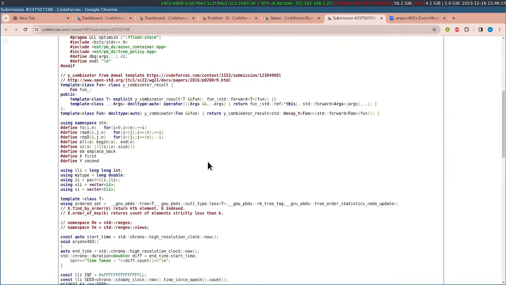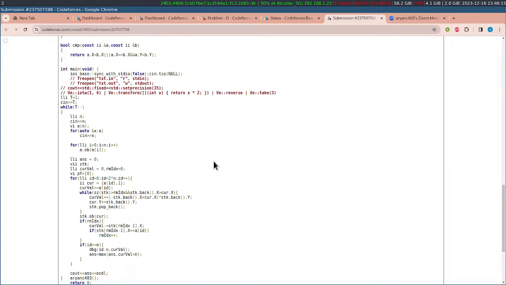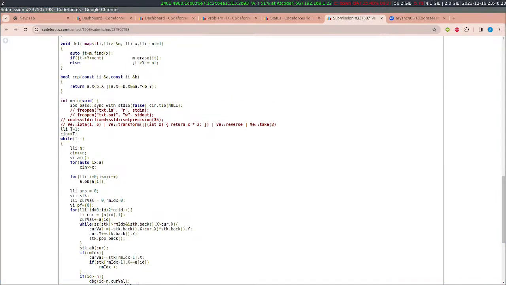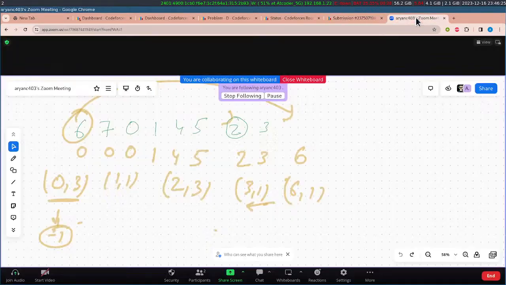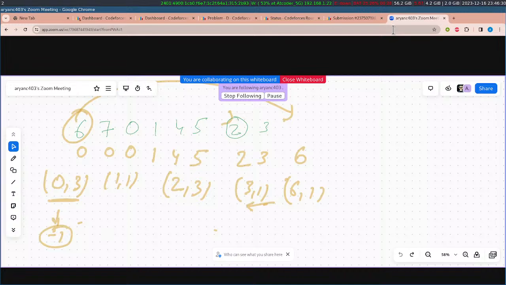So moving to the implementation part. Okay, dry run on a simpler test case, sure. Let me think of some example over here.